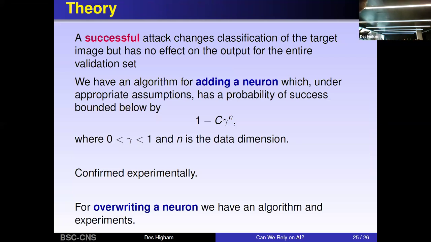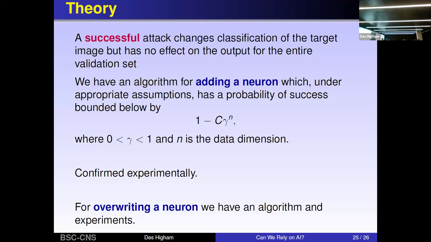And again, under appropriate conditions, we can actually prove that this is going to work. Something that's successful changes the output on the trigger, not on the rest of the test set. We have a way of adding a neuron. And under the appropriate assumptions, the chance of success has this kind of probability, bounded below by one minus something, a constant depending on, for example, the size of the validation set. But there's a number less than one, gamma, raised to the power n. So this tends to one as the dimension goes to infinity. So again, the chance of success is tending to one in the high dimension. And we've confirmed this with experiments. This is adding a neuron.